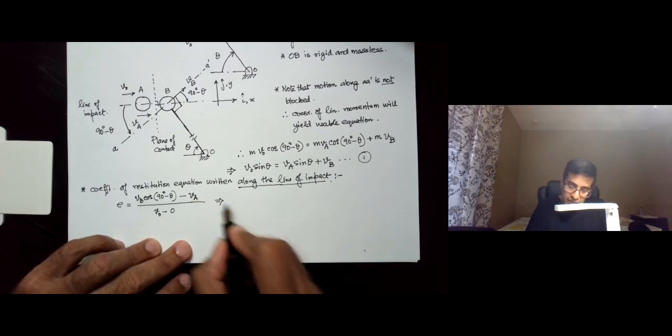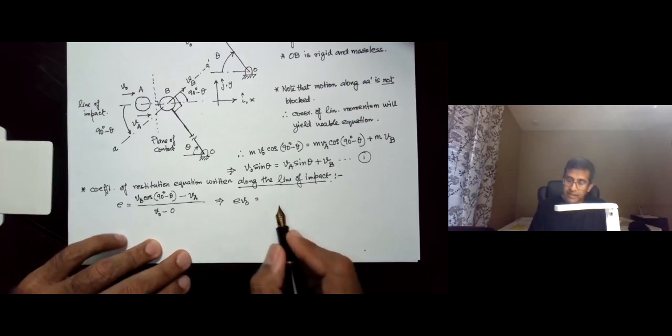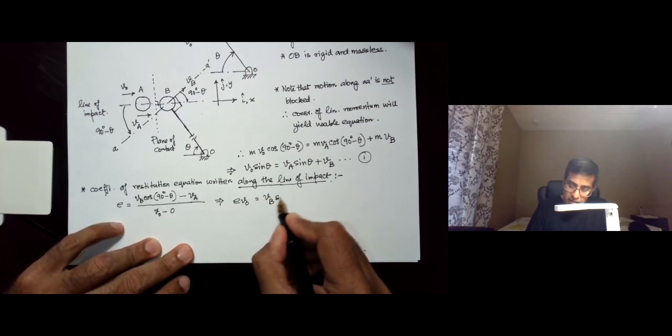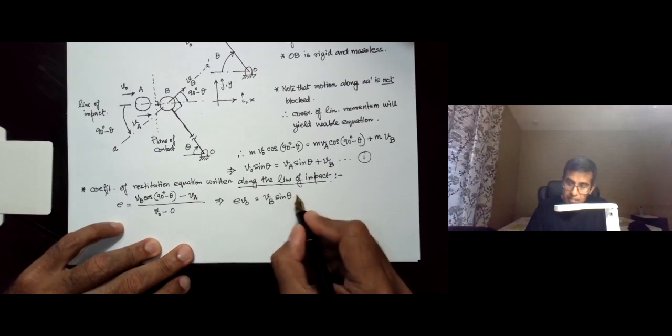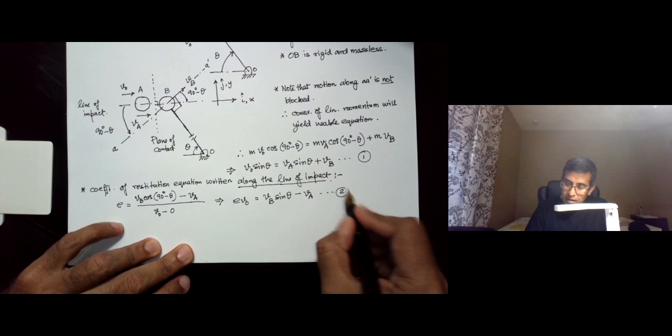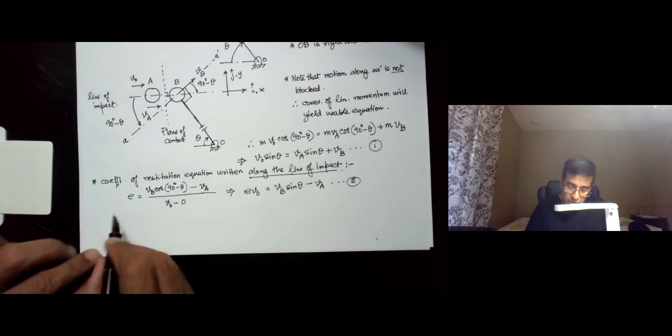So therefore we have EV0 is equal to, and substituting sine theta for cosine 90 minus theta, we have VB sine theta minus VA. So now we essentially have two equations and two unknowns, so we should be able to solve for the velocities of A and B. So let us carry out the solution.